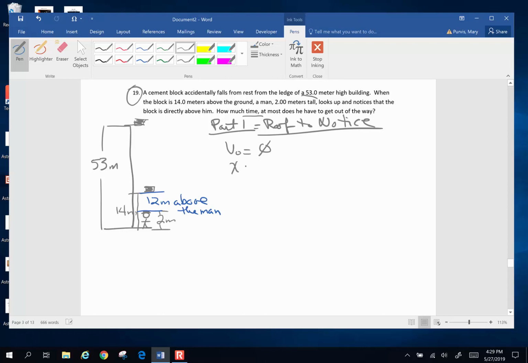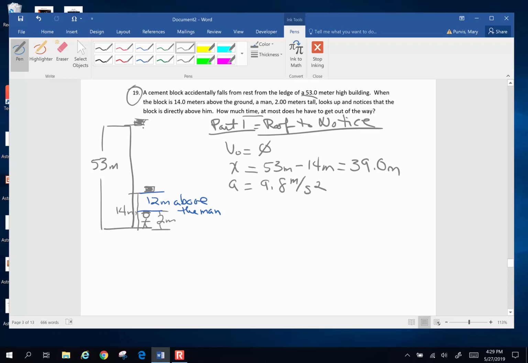How far did it fall? Well, it was 53 above the ground and 14 above the ground when he notices. So 53 meters minus 14 meters is how far it actually fell. So let's take a look at that. 53 minus 14, it fell an entire distance of 39 meters, and we're carrying everything out to 3 sig figs. It is accelerated downward by gravity at 9.8 meters per second squared.